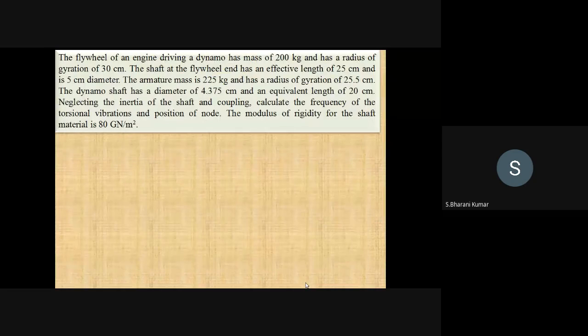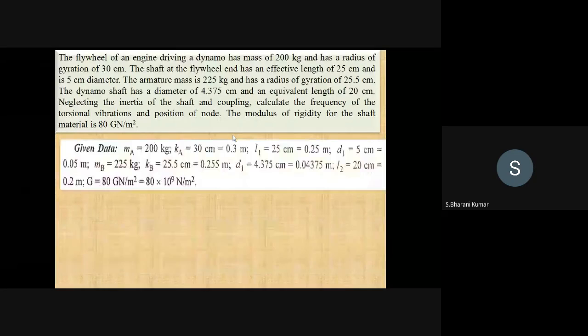This is the problem we want to see now. A flywheel of an engine driving a dynamo has a mass of 200 kg, and the radius of gyration will be given. The effective length is also given, and the diameters, the armature mass, the radius of gyration, and the dynamo shaft diameter. All these things will be given. Based on this, you want to calculate the frequency of torsion and the position of the node. All these things are given in centimeters, so convert them into meters.